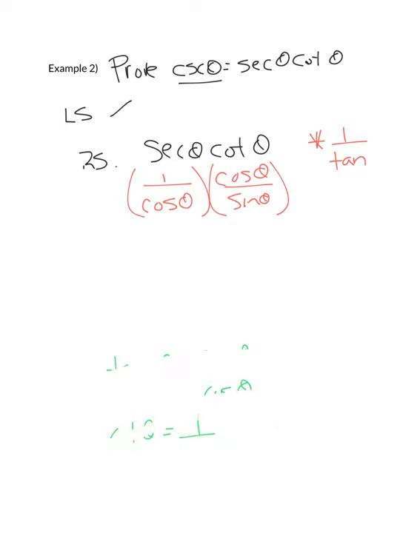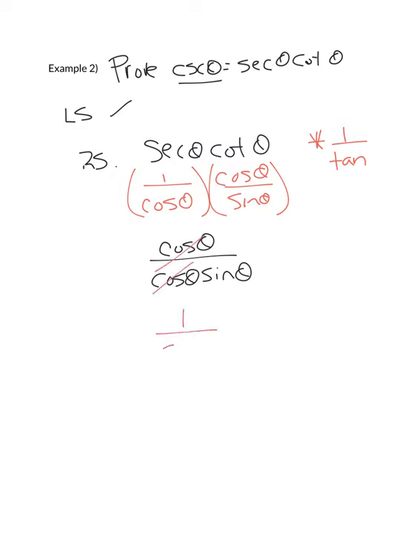Now, at this time, I can go ahead and multiply these fractions together. We know that when we multiply fractions, it's just top times top over bottom times bottom. So I have a cos theta over cos theta sine theta. And since now I have just one fraction, I can go ahead and cancel these out, and I'm left with 1 over sine theta. And we know that 1 over sine theta is cosecant theta, which is exactly what I was trying to get in the first place.